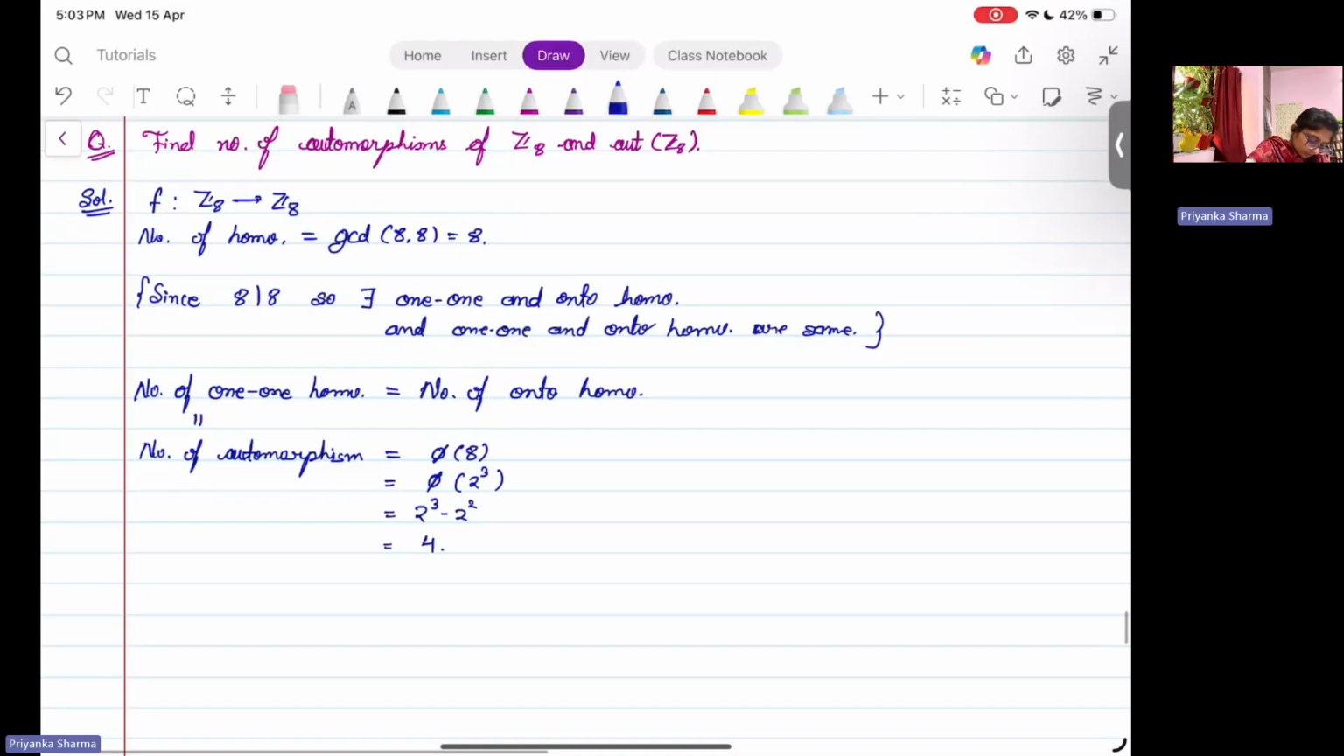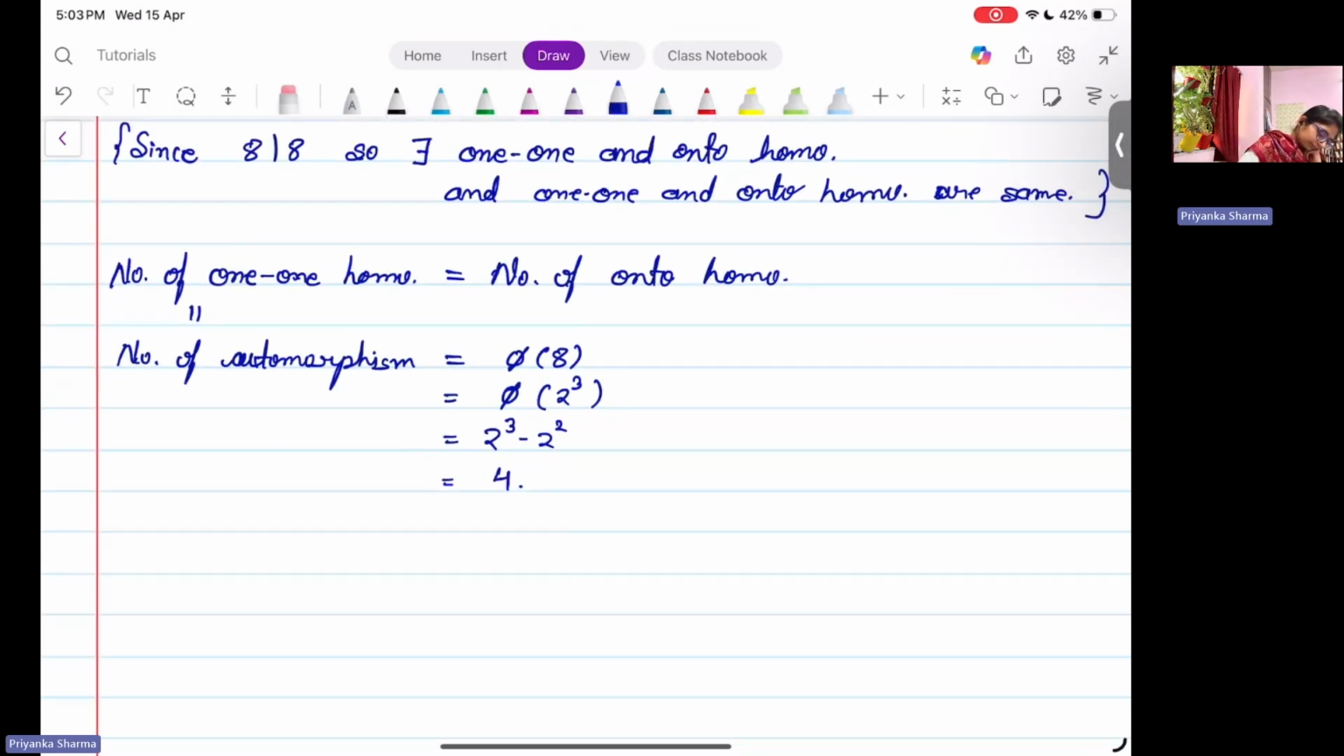Now we need to list them out. See, if we are asked to list all the homomorphisms, then they will be f of x is ax, where this a is any element of Z, because we have exactly 8 homomorphisms there. So this is not difficult to list all the homomorphisms, but I'm listing the automorphisms here. Homomorphisms you can list.